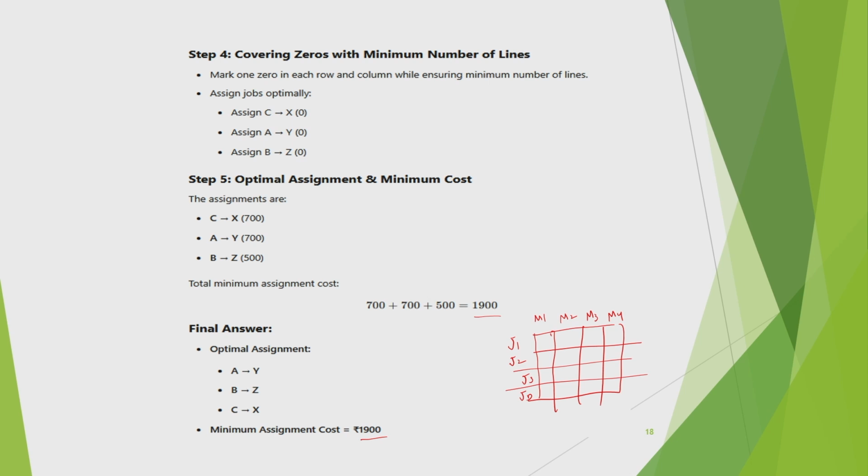Sometimes the jobs may be fewer and machines more, and sometimes jobs may be more but machines fewer. Then you can make a dummy machine, and naturally if you assign some job to the dummy machine, that means that job will not be assigned. So that type of problem can also be done.